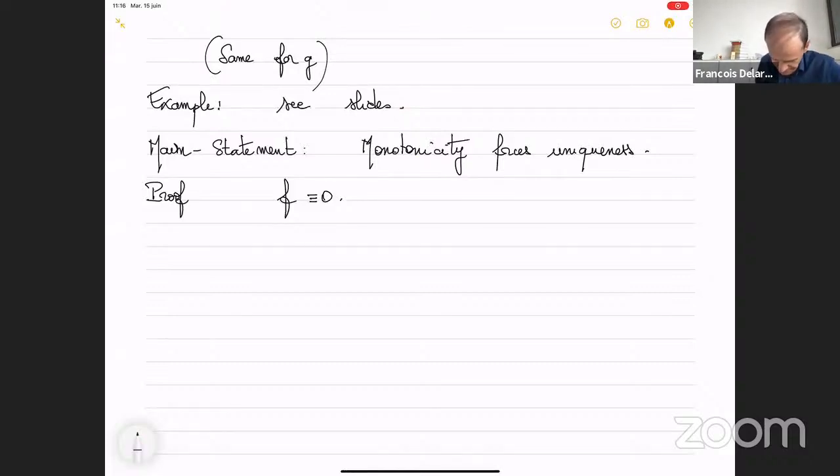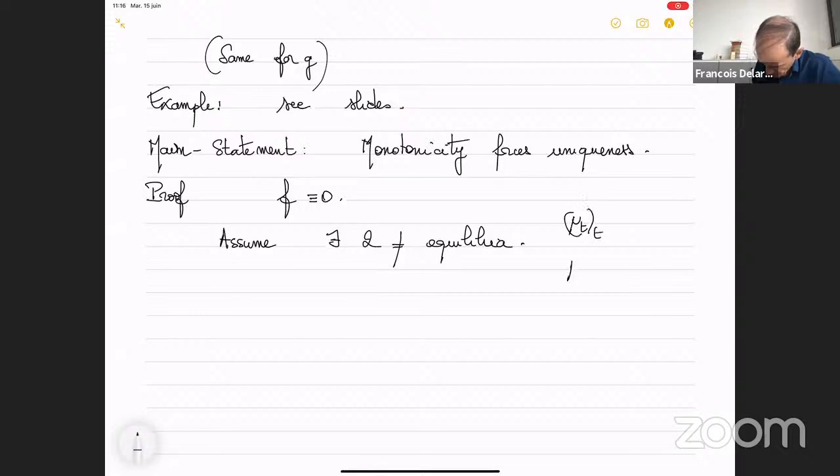And so you say, I assume, with exactly the same model as before, that I have two equilibria. Assume that there are two distinct equilibria. So there is, let's say, mu t and mu t prime.